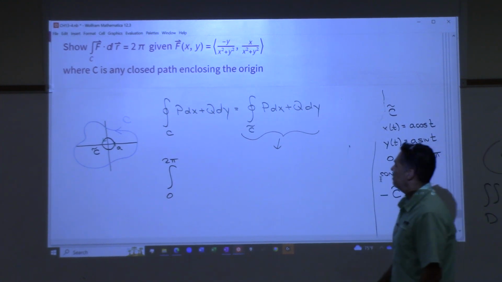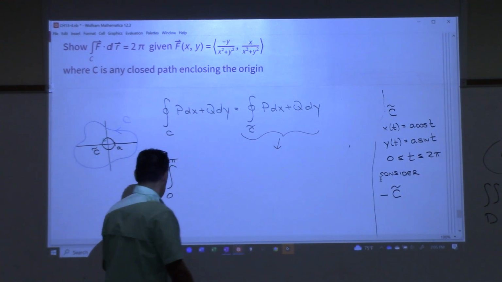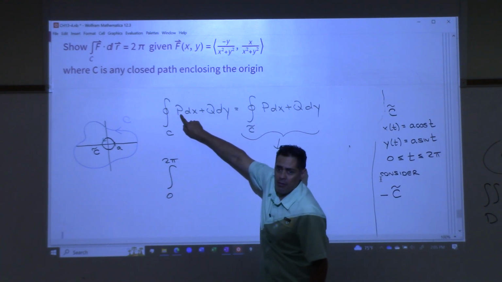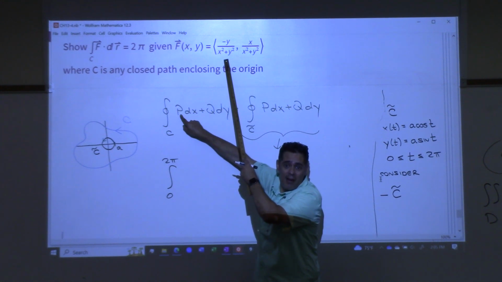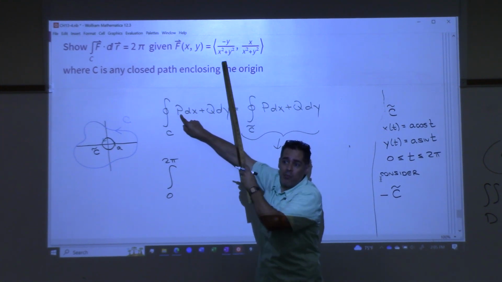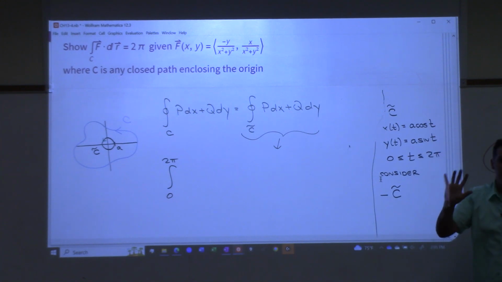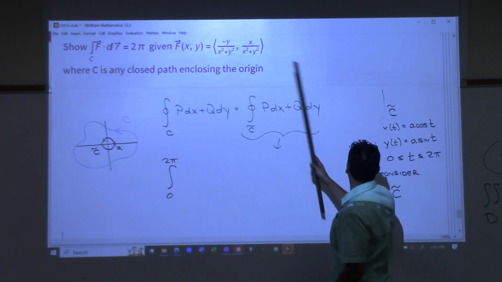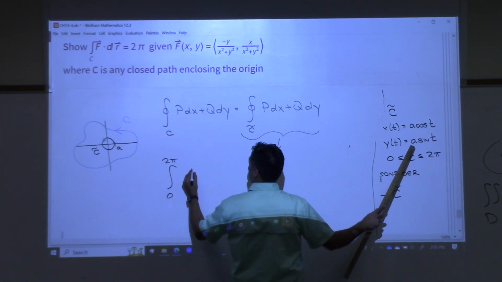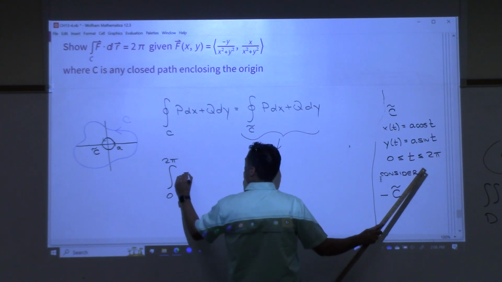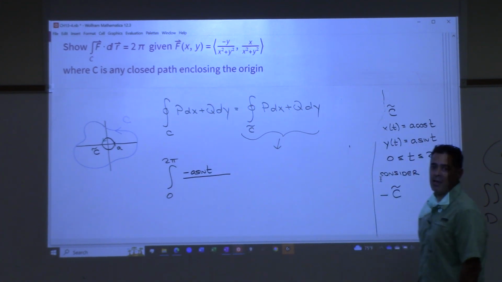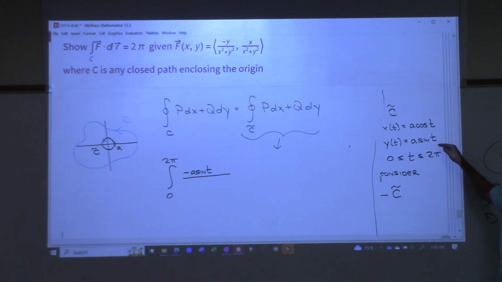Can you all tell me what P is? Careful, what's P? Then we'll do dx. What's P for us? It's that right there, but I need to plug in for x and y. I need to plug in these two. It's going to look horrible, but things are going to be beautiful at the end. So this is P, this is Q. P is going to be what? Negative y first on top. What's negative y? Negative a sine t over, what's the denominator? X squared plus y squared.